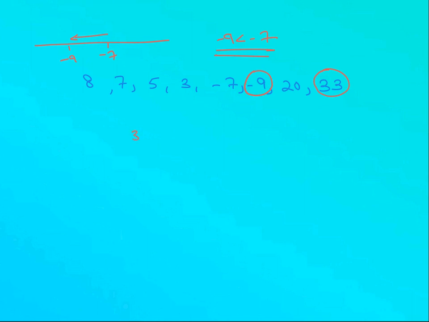So the range is going to be 33 minus minus 9, which actually is 33 plus 9, and that is 42. This is the range of this set. It's a very simple concept. Just the greatest value and the least value, take the difference, you get the spread or the range.